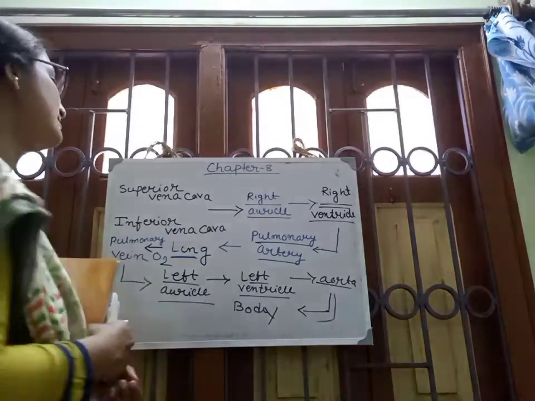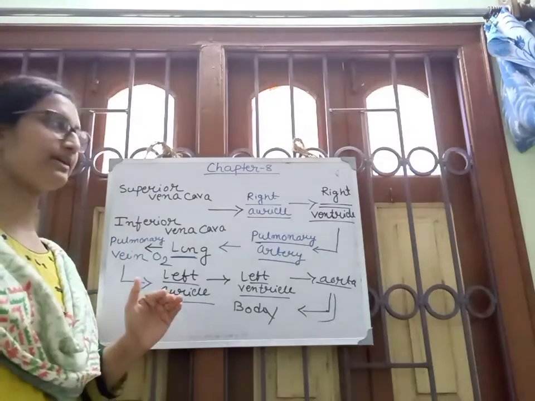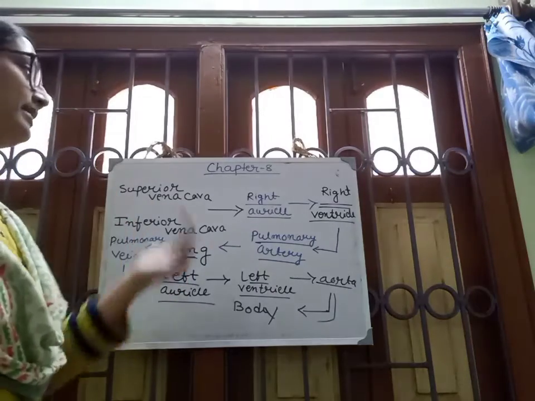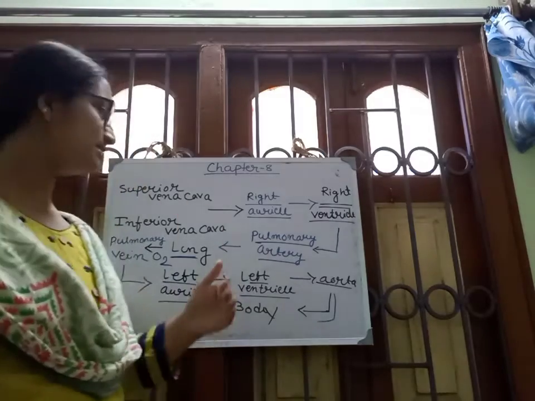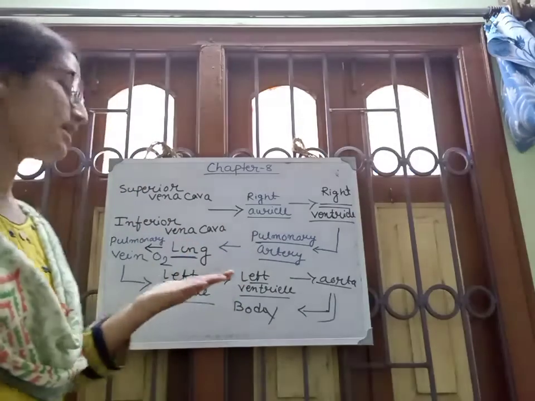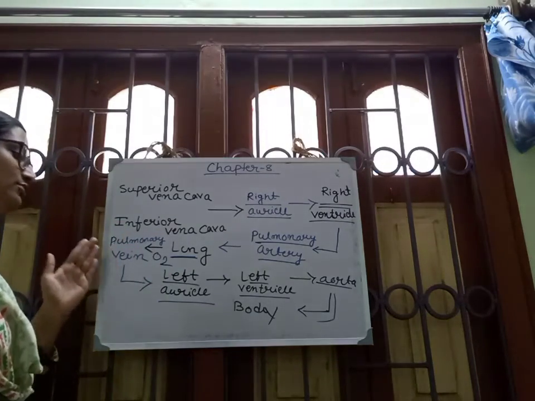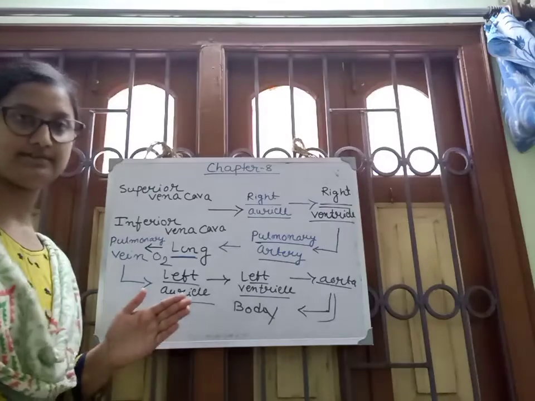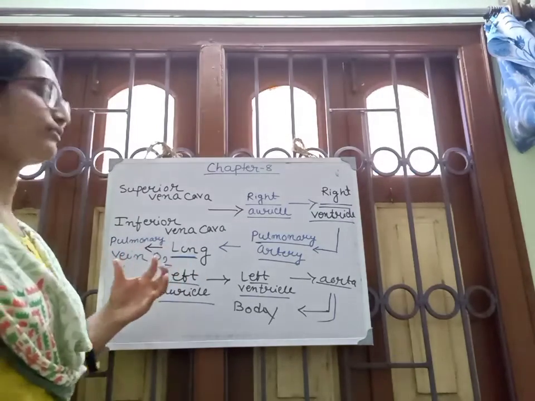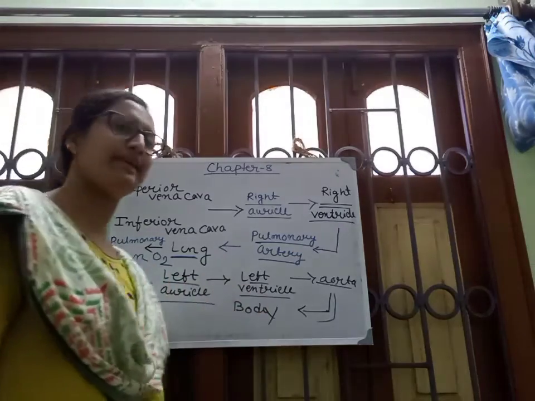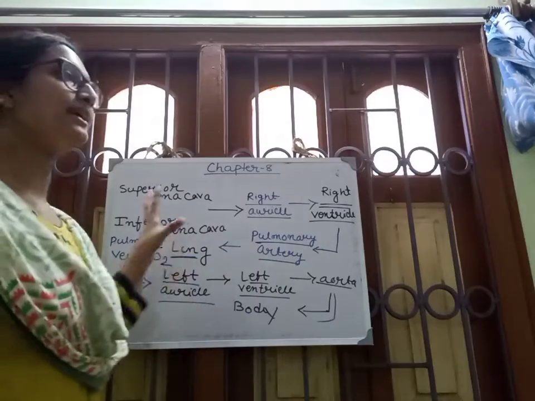The deoxygenated blood comes to the right auricle through the superior vena cava and inferior vena cava. After that it enters the right ventricle. Then the pulmonary artery carries the deoxygenated blood to the lungs for purification. After purification, the oxygenated blood enters the pulmonary vein, and through it enters the left auricle. The left auricle is filled, pressure builds and it contracts. The blood then enters the left ventricle, and through the aorta it is distributed throughout the body. This is the blood circulation.